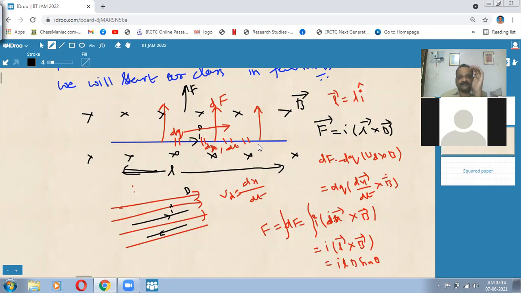This is what we have seen in our last class: force on a current carrying wire, I L B sin theta. I is given, L is given, B is given. Find the force. Simply I into L into B into sin theta, whatever direction it is.